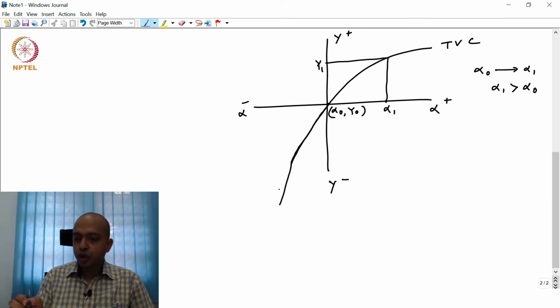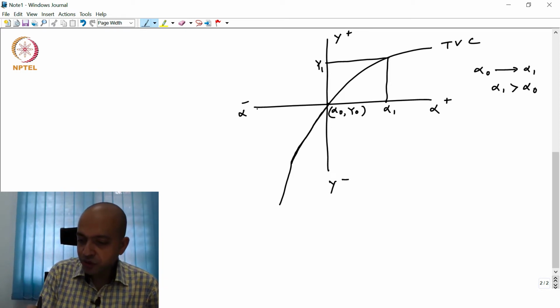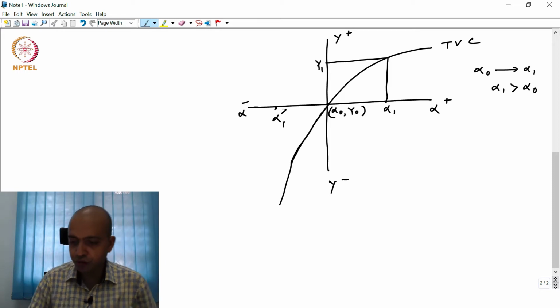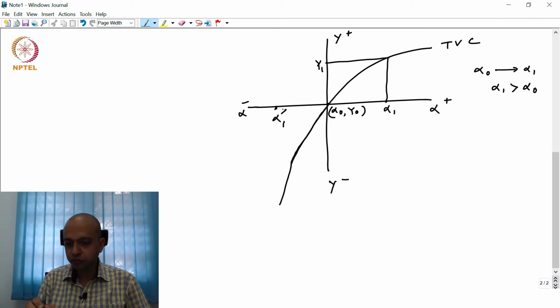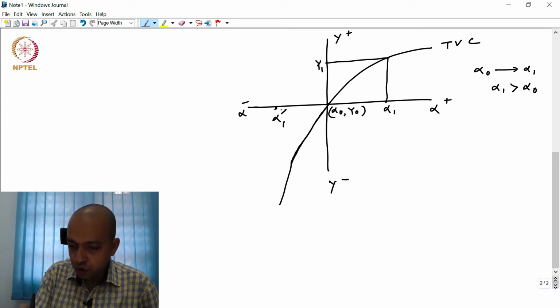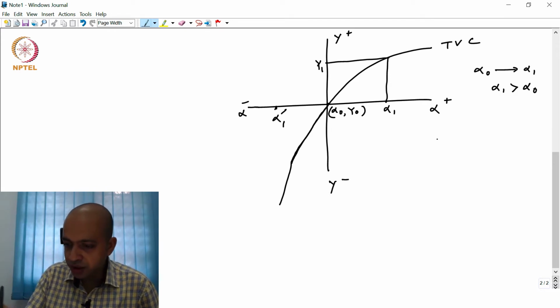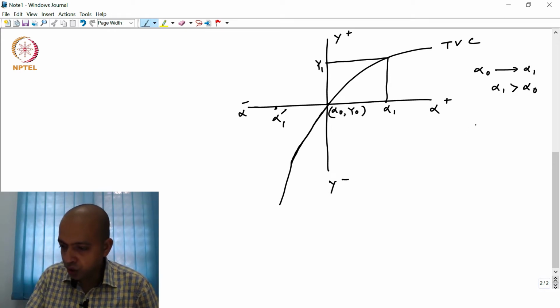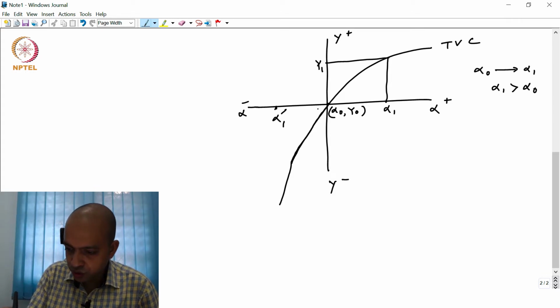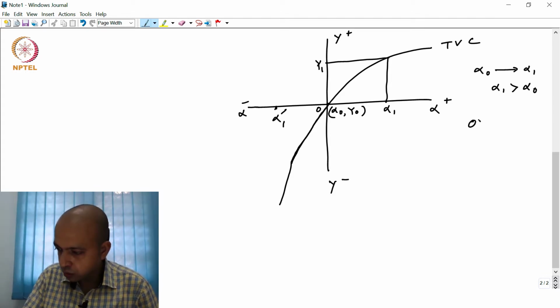Now suppose there is a negative change in environmental quality, let's say from alpha 0 to alpha 1 prime, the same amount of change but in the negative direction. So this amount, 0 y1, is willingness to pay.